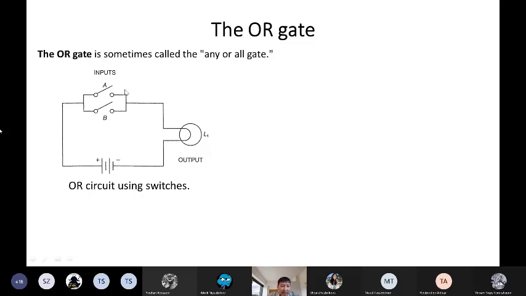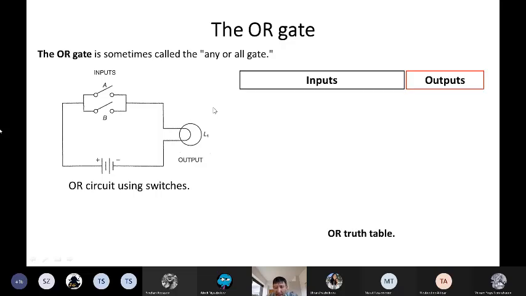But in comparison with the previous AND gate, here we have two switches that are connected in parallel. So in this case, it's enough if, for example, switch A is closed, the lamp will light. If A is open and B is closed, it will also light. If both are closed, of course it will light. It will not light only when both switches are open.